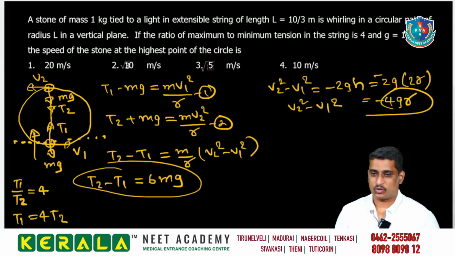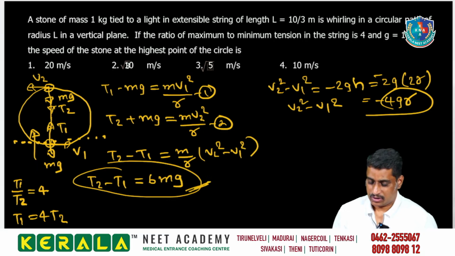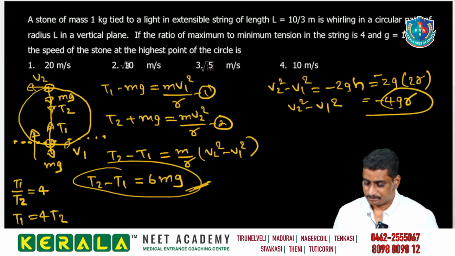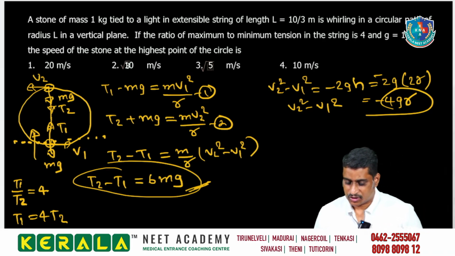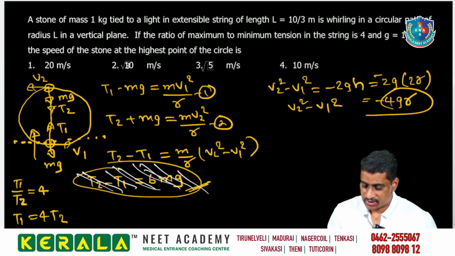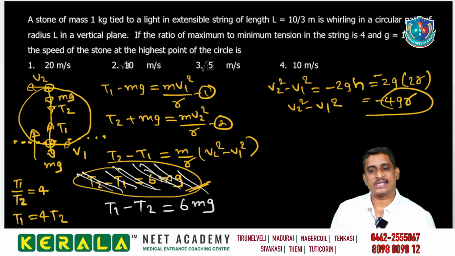This relationship we can substitute in the equation we got. Then it will become 4 T2 in place of T1. Actually this is T1 minus T2. Sorry, this equation we can write: tension at the lowest point is always greater than at the highest point. Sorry, one mistake was made here. After substituting, T1 minus T2 will be 6 mg.